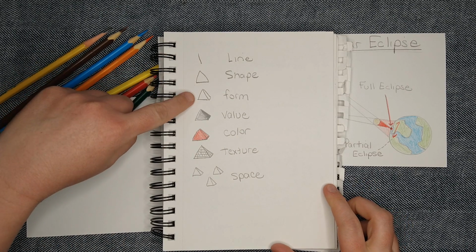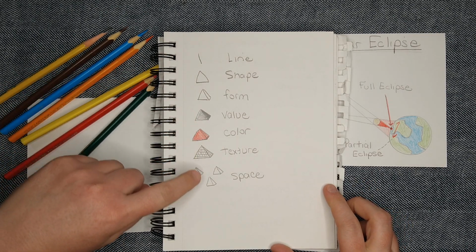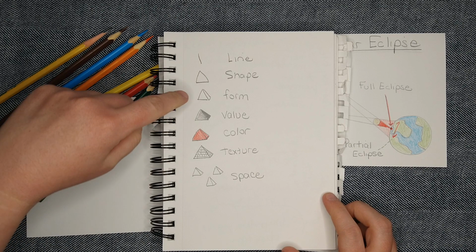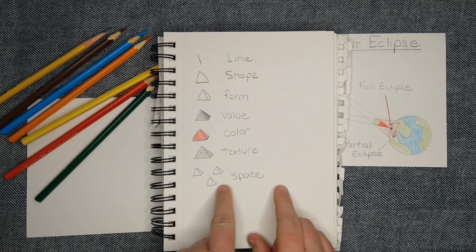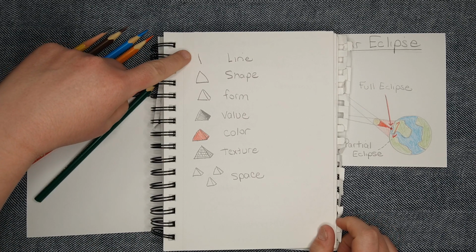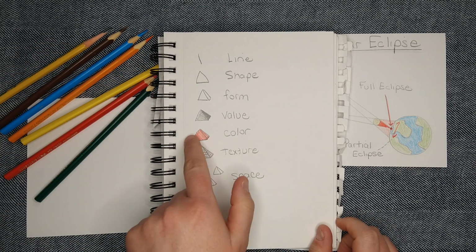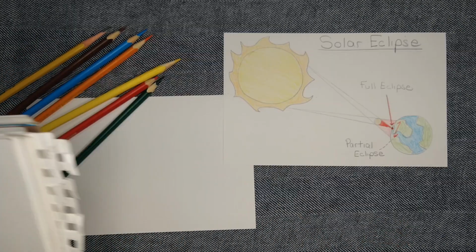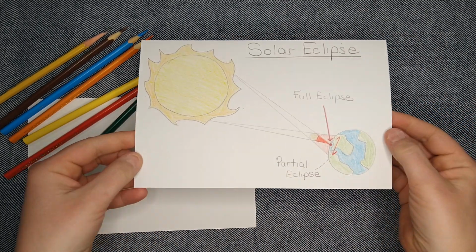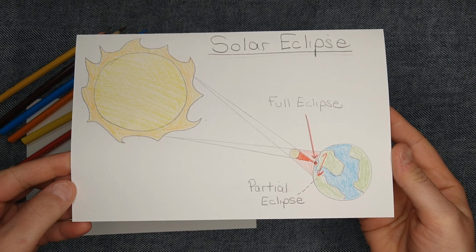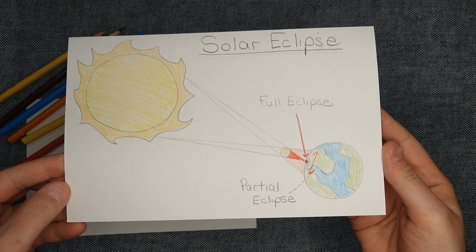We have line, shape, form, value, color, texture, and space. We are going to be using lines and shapes today, and then we are adding some color, and that's really it. All right, so this is explaining our solar eclipse that is coming our way on April 8th.